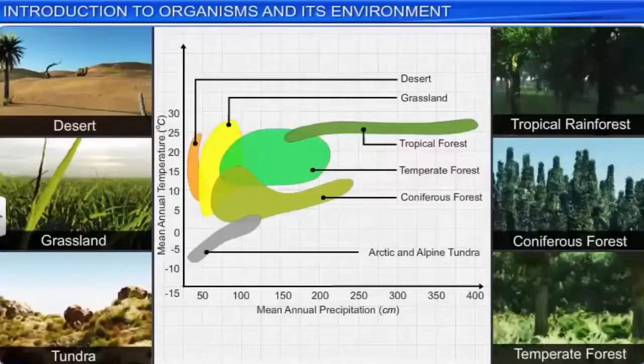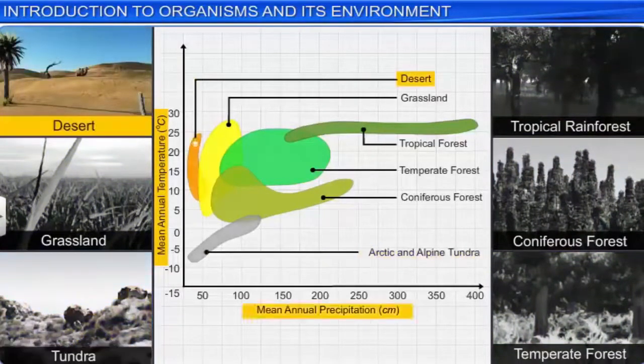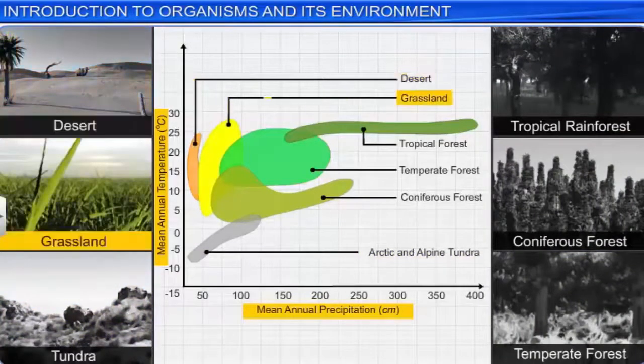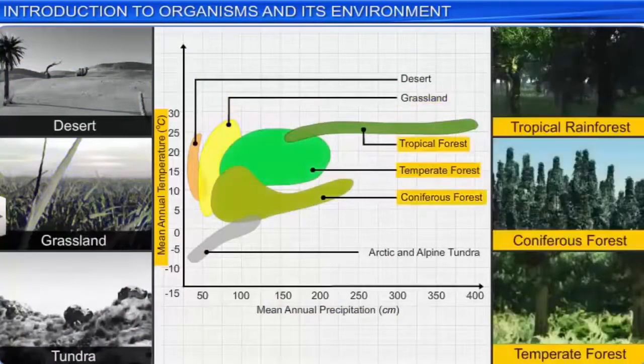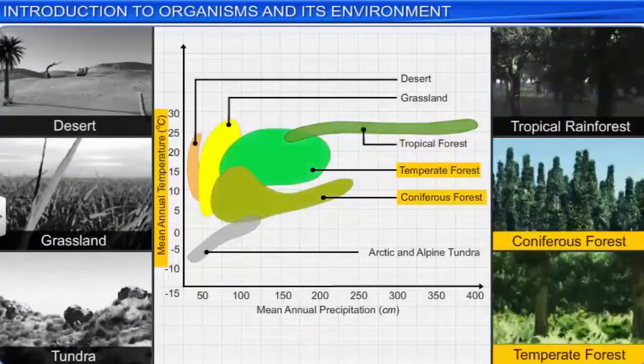If you carefully study biome distribution, you will notice that the mean annual temperature and precipitation is less in the tundra region. Compared to deserts, precipitation is better in grasslands, although temperatures may sometimes be a little higher. The rainforests experience good rainfall throughout the year, though temperatures in the tropical rainforests are relatively higher than those in coniferous and temperate forests due to their proximity to the equator.